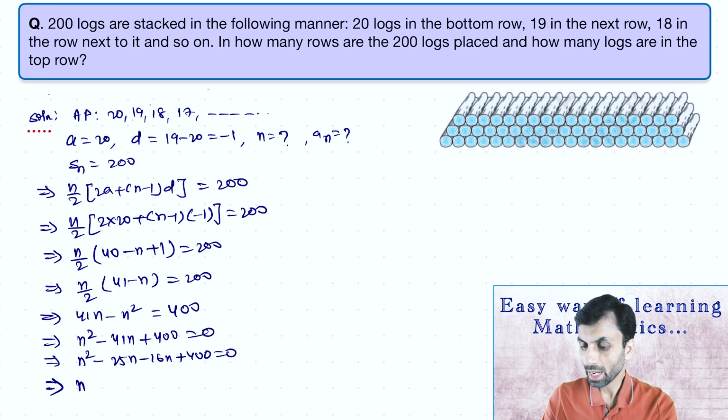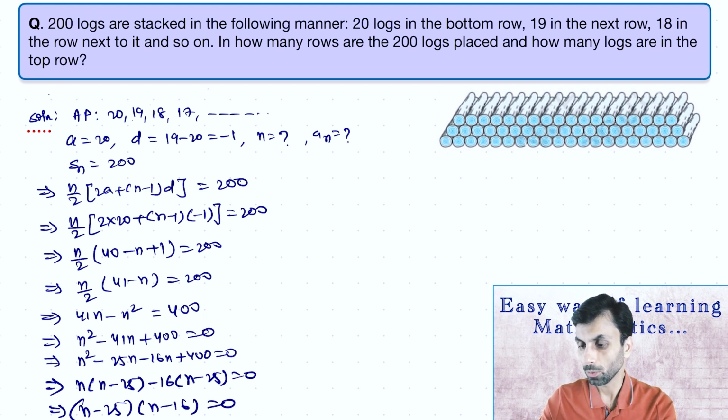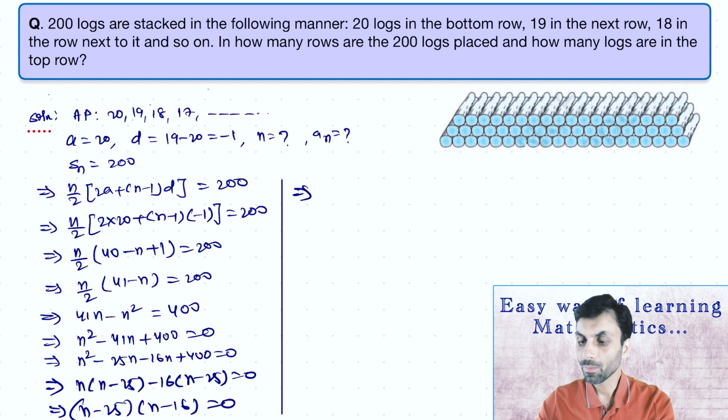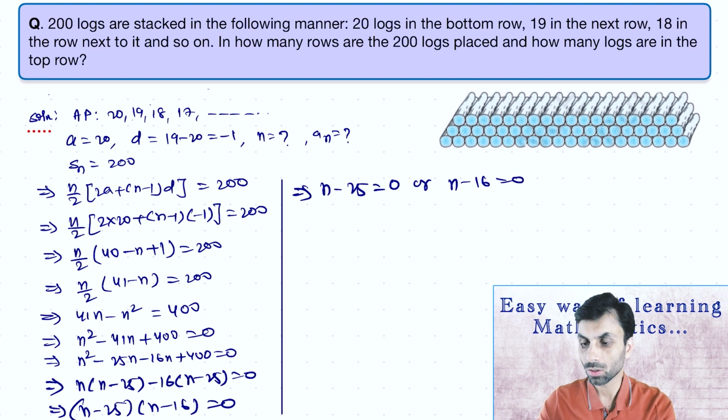which will be equal to n into (n minus 25) minus 16 into (n minus 25), which is 0, and which can be written as (n minus 25) into (n minus 16), which equals 0. Now, equating each factor to 0, we'll get n minus 25 equals 0 or n minus 16 equals 0, which will give n equals 25 or n equals 16.